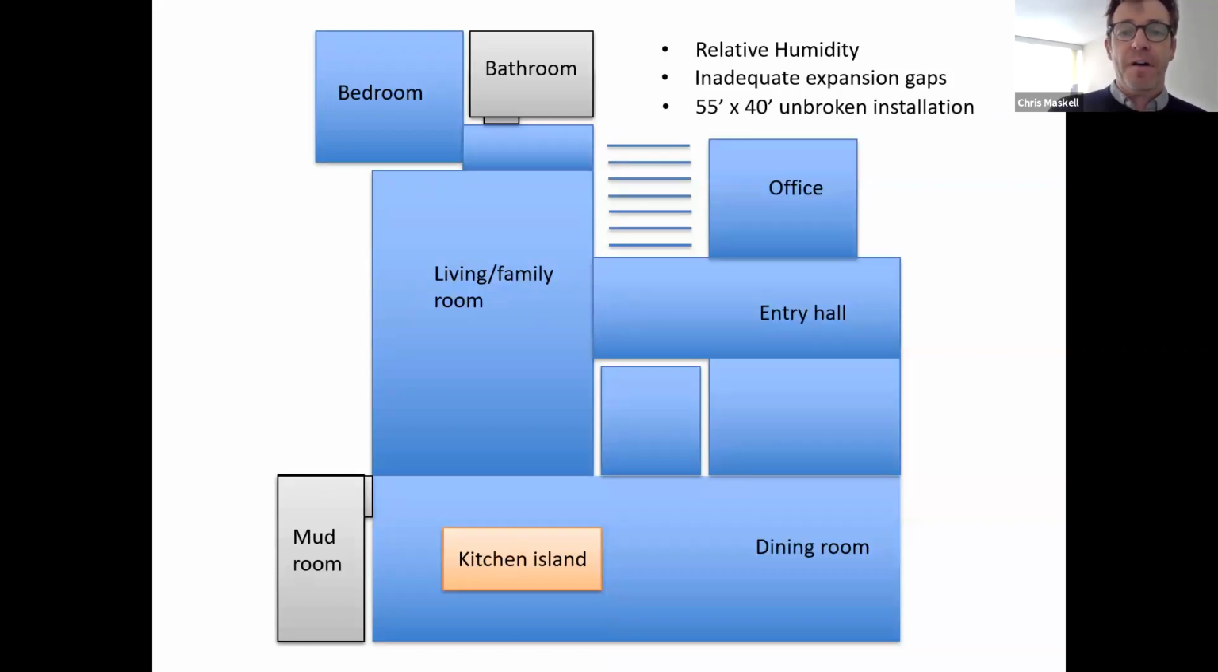Further to that, a 55-foot run from top to bottom. 55 feet means 88 planks. Now, if each plank expands 1 millimeter, you've got 88 millimeters of expansion with nowhere for the floor to go.